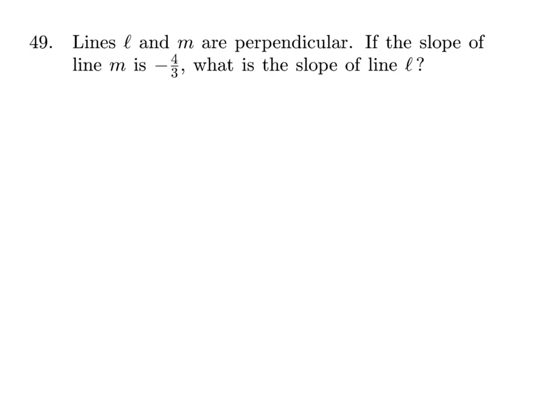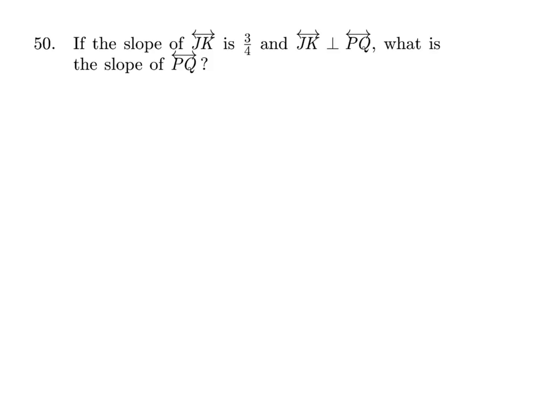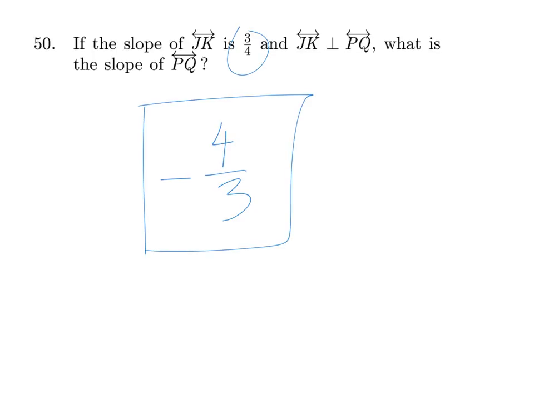Lines L and M are perpendicular. If the slope of line M is negative 4/3, all right, then my new slope is going to be the reciprocal of that and the opposite, so it's going to be positive. What is the slope of the line L? Oh, I already answered the question. Done. All right, if the slope of JK is 3/4, and JK is perpendicular to PQ, what is the slope of PQ? Okay, well, all I have to do is flip that and include the negative, the opposite. And that's all they want in this problem. So there's the answer. We're done.